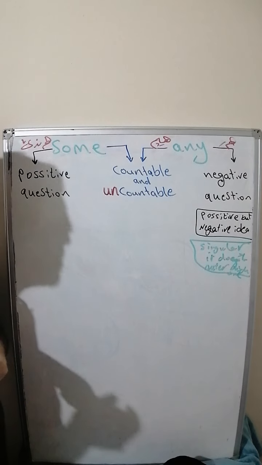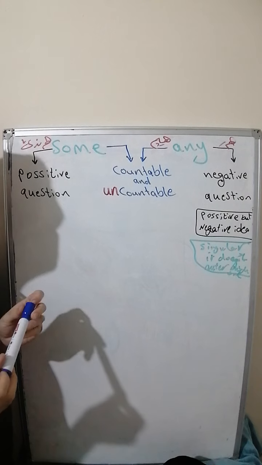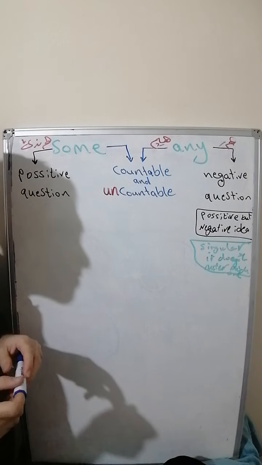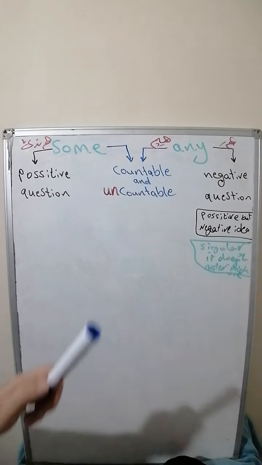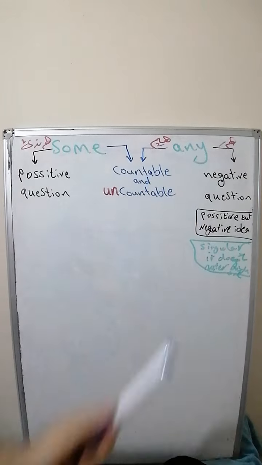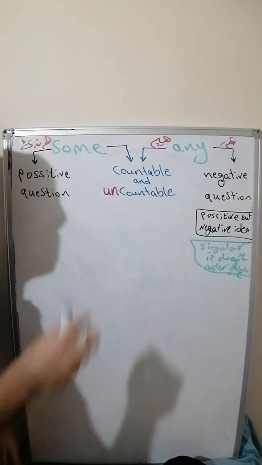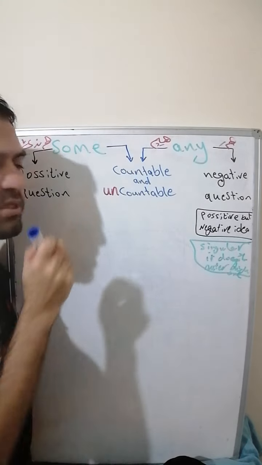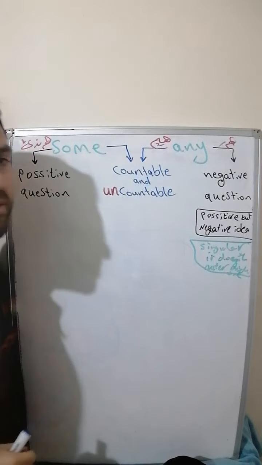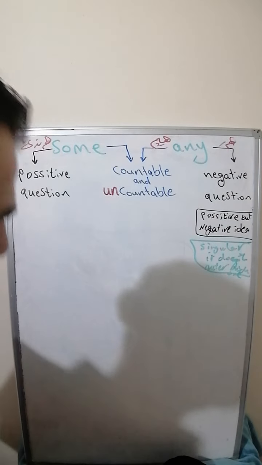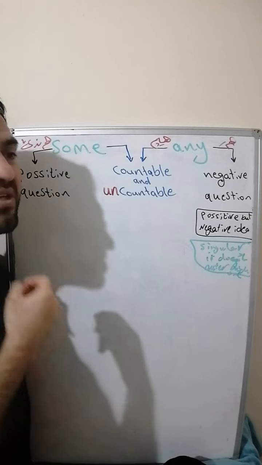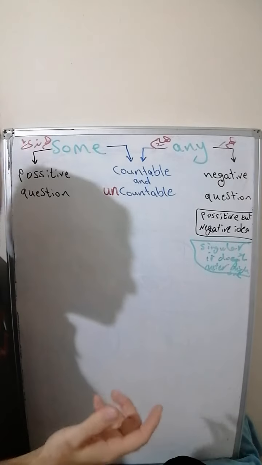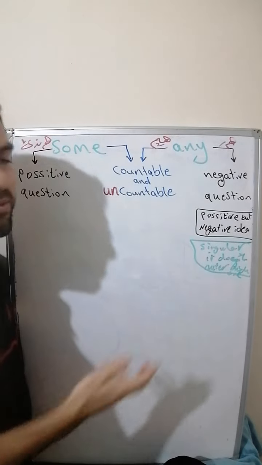So for tonight I am going to talk about the meaning and the differences, and I will let you know where and how to use these two words, some and any. These two words are used with countable and uncountable nouns. Before talking about this, there are some people who don't know what countable nouns and uncountable nouns are.